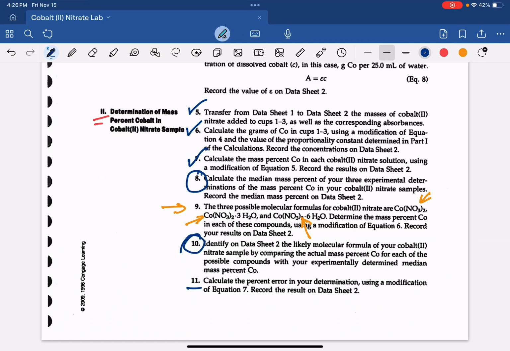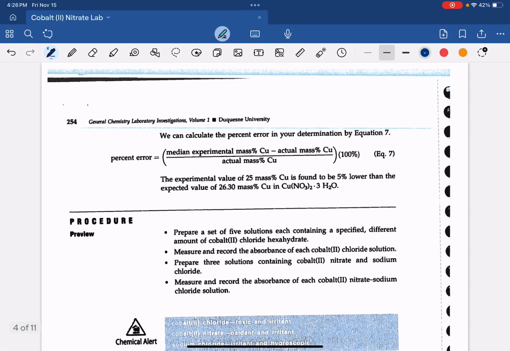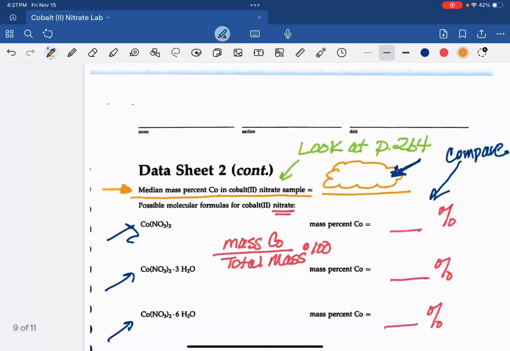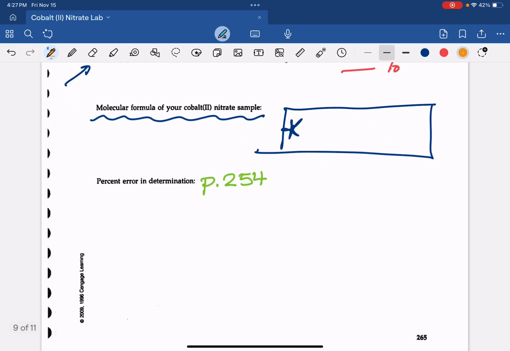Finally, step number 11 is figuring out your percent error. For percent error, it is on page 254. If you've forgotten the percent error equation, there it is. You're going to take your median, subtract the actual, divided by the actual, times 100 to get your percent error. So whatever you obtained for that particular one. Again, without giving away any answers, just make sure that you refer to page 254 as you're doing that.